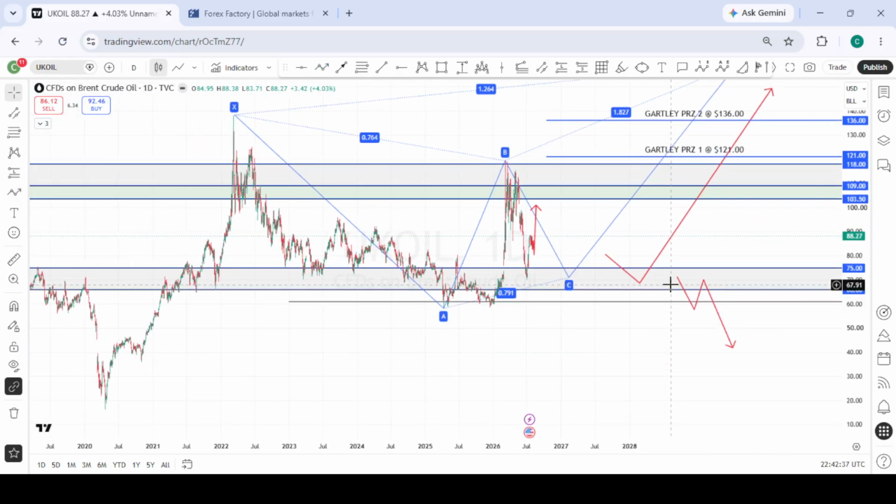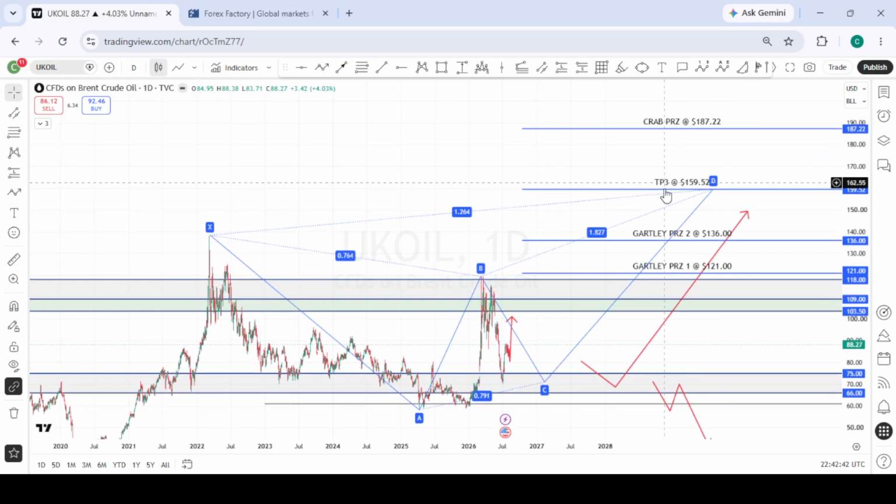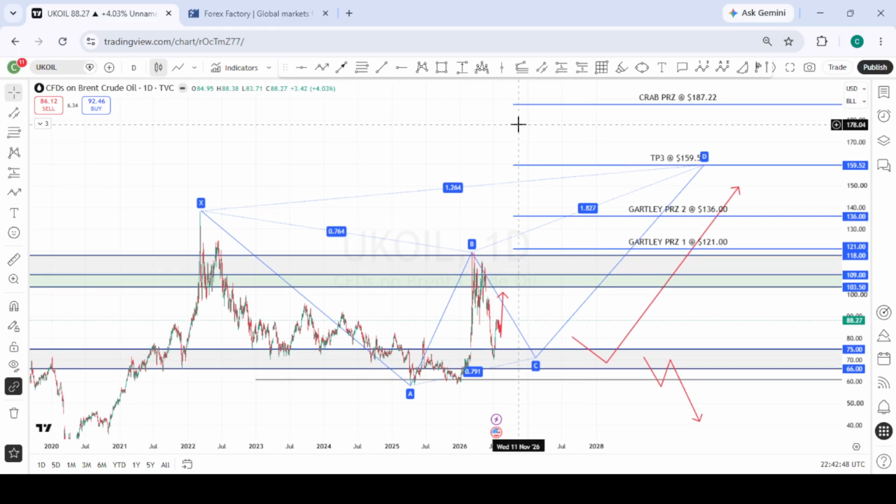But then the potential harmonic pattern that is developing is possibly a crab pattern, and price might head all the way to $187 per barrel for Brent crude oil. So we are very bullish on Brent crude oil now. We just have to be looking out for bullish opportunities to take our buys to the upside, and it looks like the fundamentals are also making it possible.